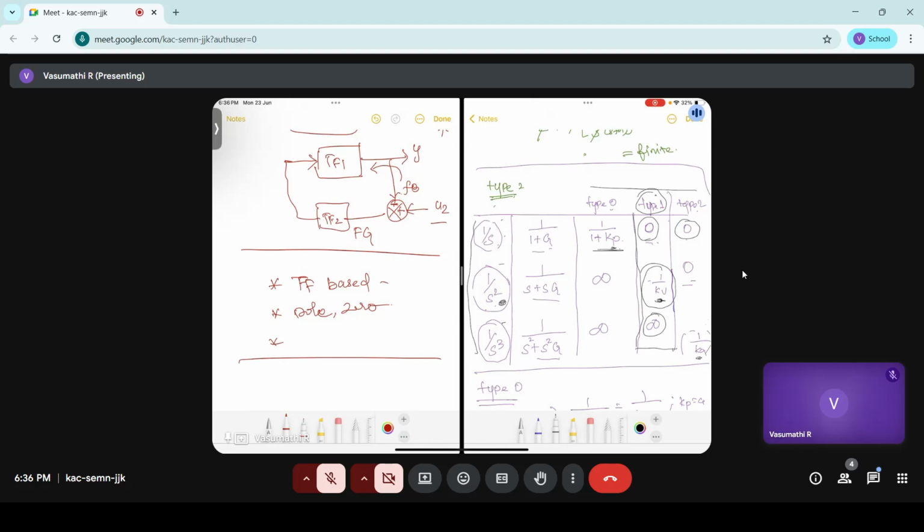We can discuss pole zero cancellation. What if poles and zeros are in the same place? Next week, I will come up with some problems like that. Yeah, that would be okay.